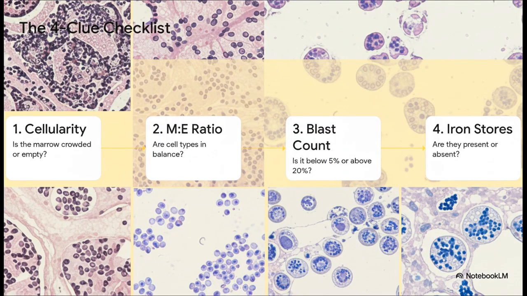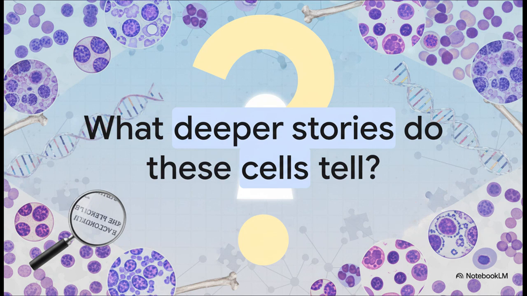And there you have it, our 4-clue checklist. Cellularity, the M/E ratio, blast count, and iron stores. So now you've cracked the code. With this framework, you can grasp the basics of any bone marrow report.